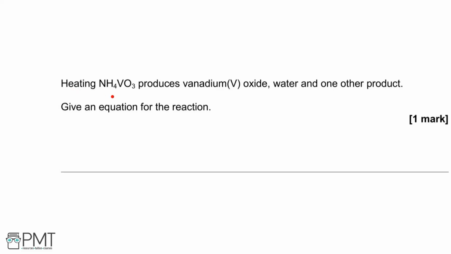Heating NH4VO3 produces vanadium 5 oxide, water, and 1 other product. Give an equation for the reaction. This is worth 1 mark, so we're going to get 1 mark for that equation. We don't need to give any justification or anything to it.